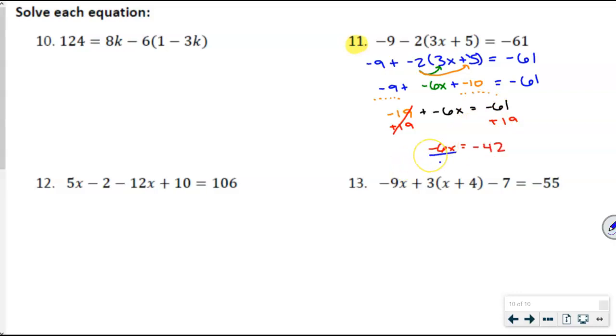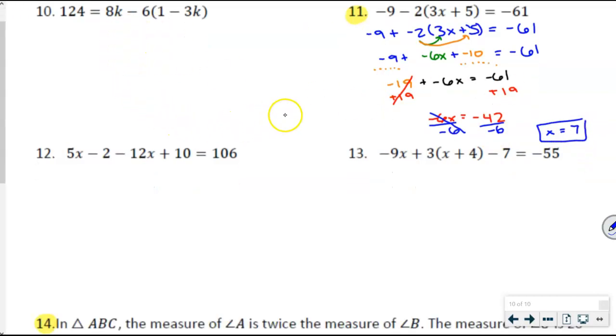And now we're ready to divide each side by a negative 6. Being really careful with those negatives, I end up with x is equal to a negative 42 divided by a negative 6 is a positive 7. Again, you get to finish 10, 12, and 13 at home for homework.